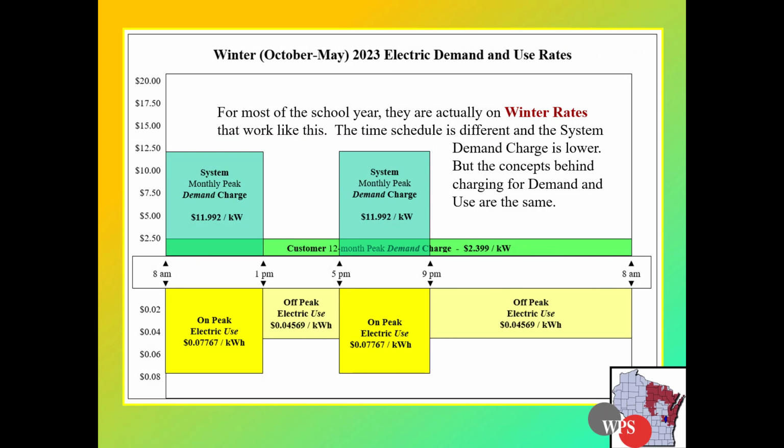Winter, October through May 2023 electric demand and use rates. For most of the school year, they are actually on winter rates that work like this. The time schedule is different and the system demand charge is lower, but the concepts behind charging for demand and use are the same.